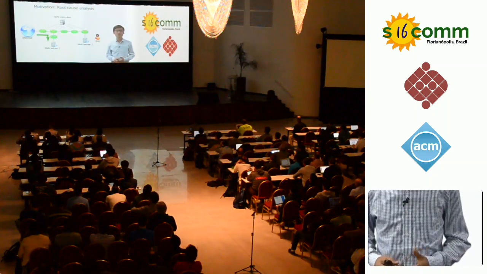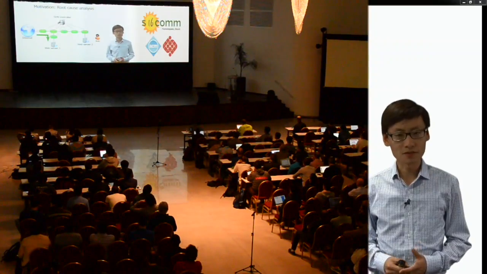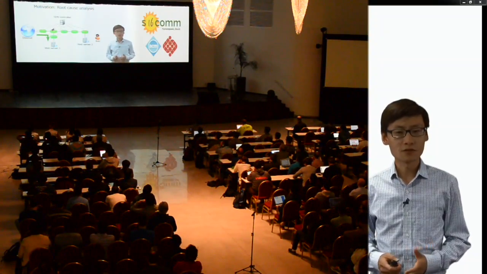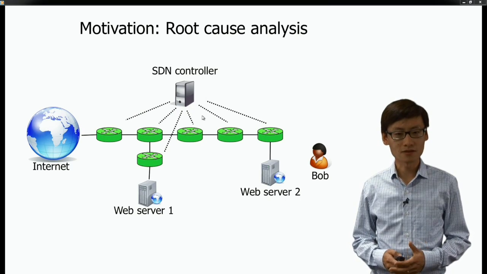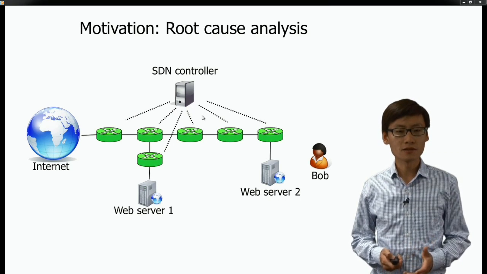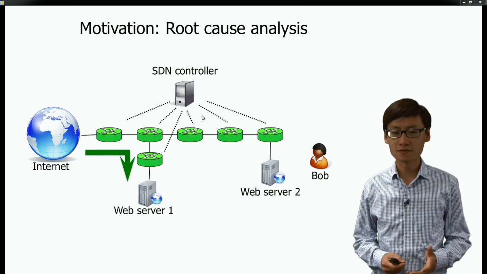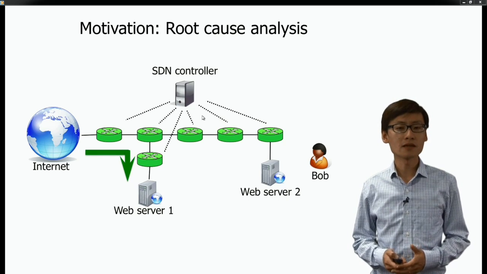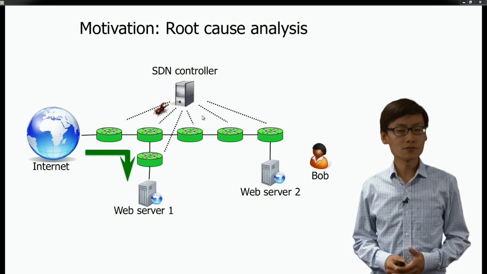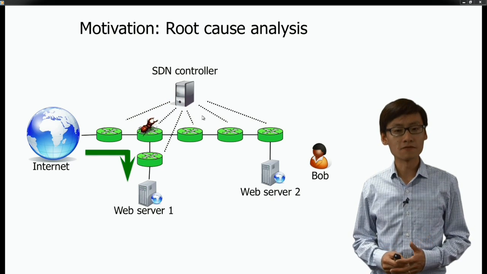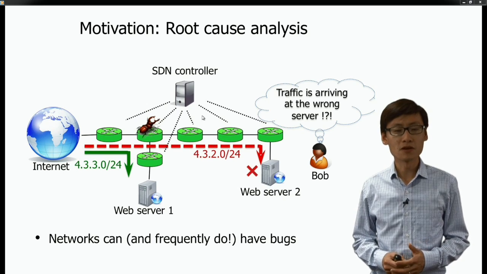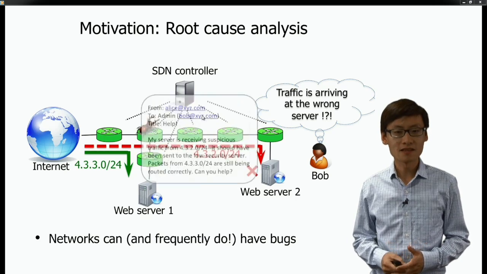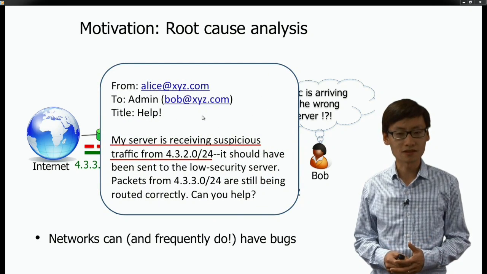We all know that debugging networks can be difficult sometimes. Consider this example, where Bob is an admin of a software-defined network that looks like this. He would like certain requests to be routed to the server on the left. But he made a mistake in his controller program, and as a result, his network is misconfigured, and only the green packets were routed to the correct server, but the red packets were misrouted. So Bob might get a trouble ticket that asks him to fix his network.